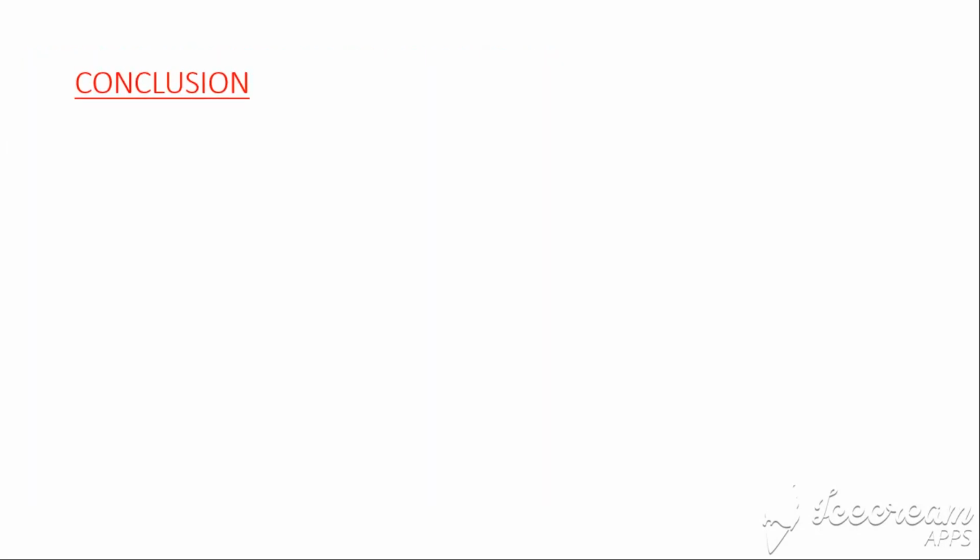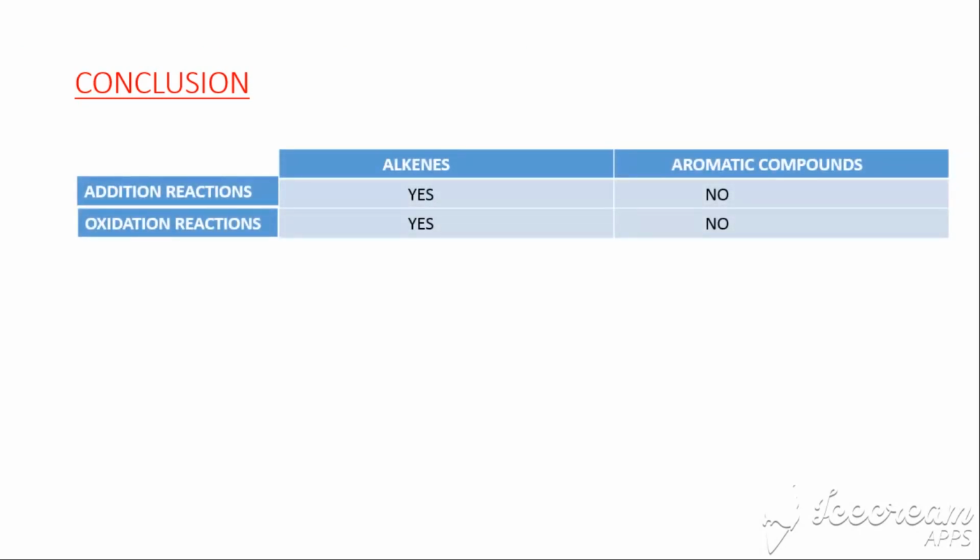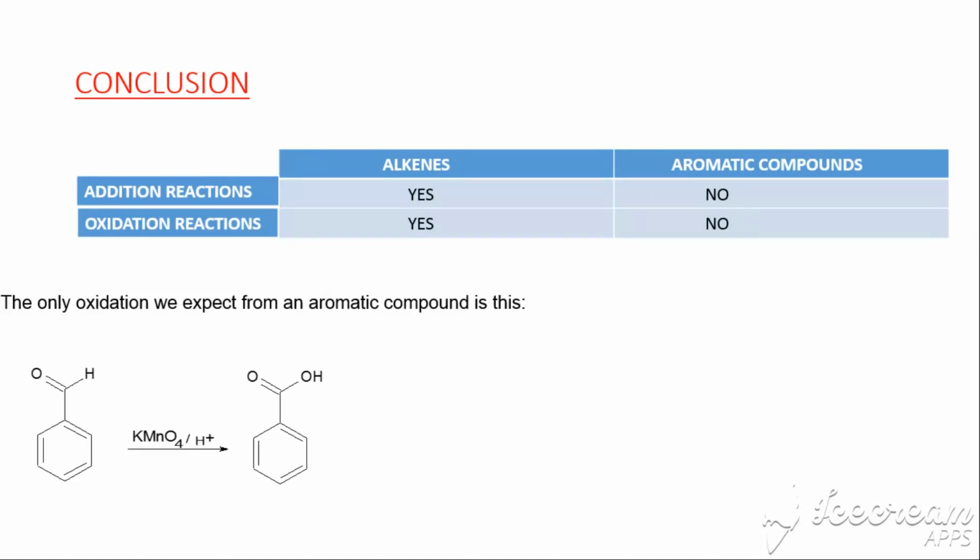So what did we learn in this tutorial? Addition reactions and oxidation reactions are not for aromatic compounds. Alkenes, yes. The only oxidation reaction we could expect from an aromatic compound is this one, where we can oxidize the substituent of the ring but never the ring itself.